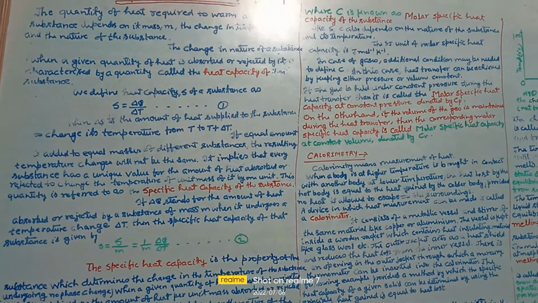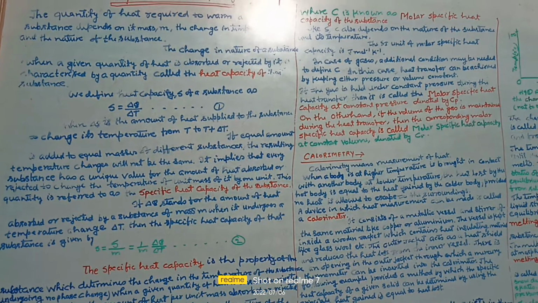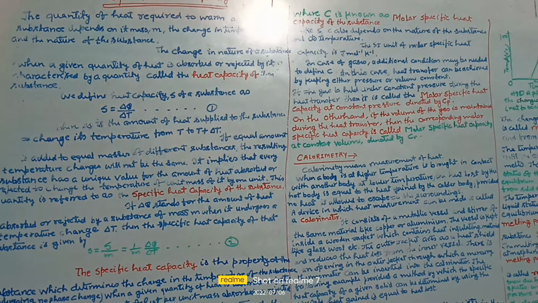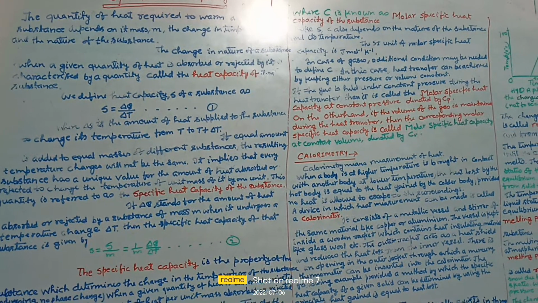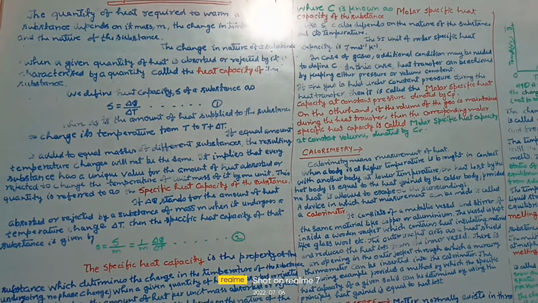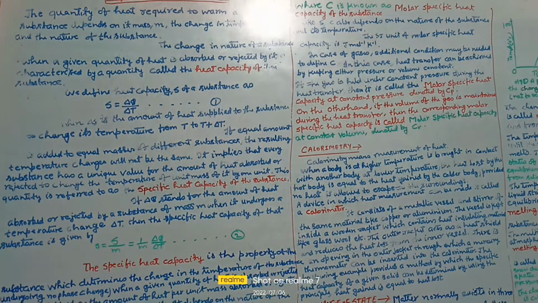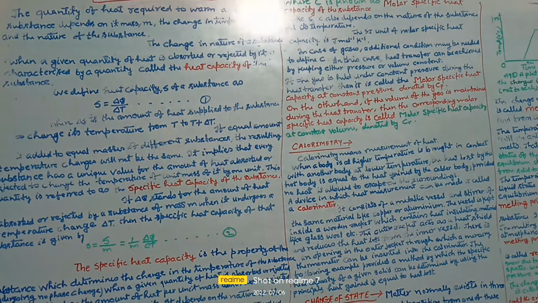When a given quantity of heat is absorbed or rejected by it, it is defined as the amount of heat per unit mass absorbed or rejected by the substance to change its temperature by 1 unit. It depends on the nature of the substance and its temperature. The SI unit of specific heat capacity is joule per kg per Kelvin.